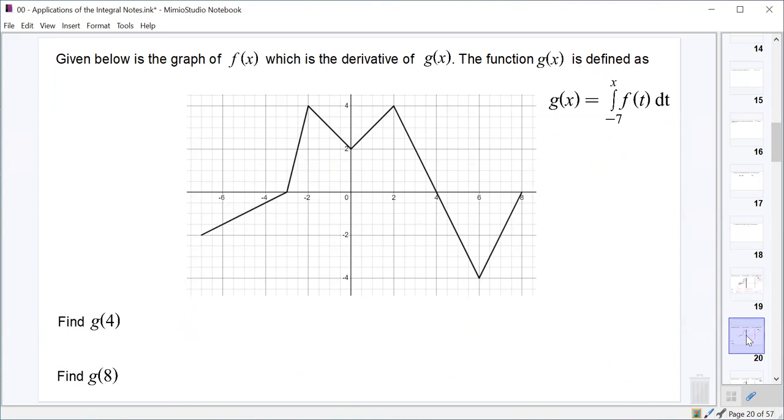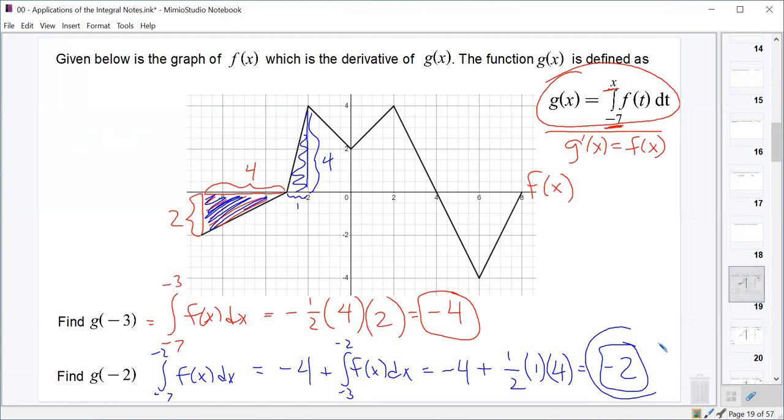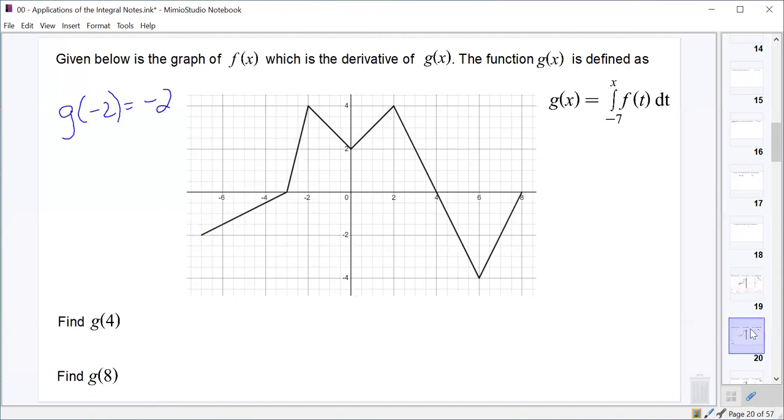Here we've got the same graph. And so we're going to use that other information that we had before, that we knew that g of -2 was equal to -2. That's what we just found a second ago right here. g of -2 was equal to -2. And so we're going to use that information to help us find g of 4 and g of 8.